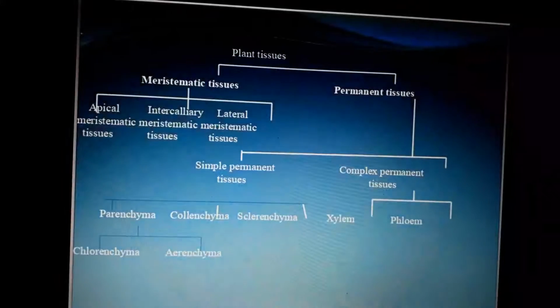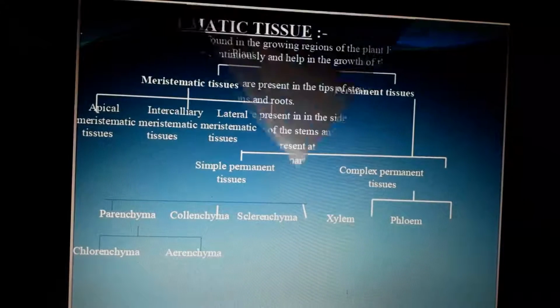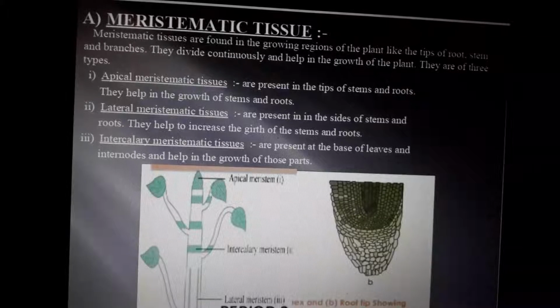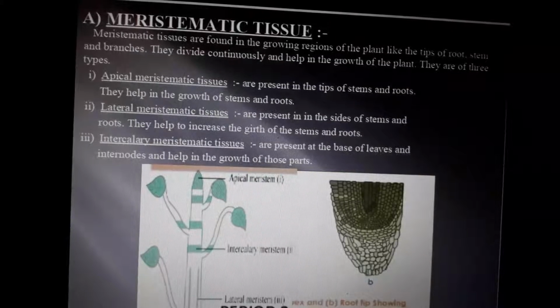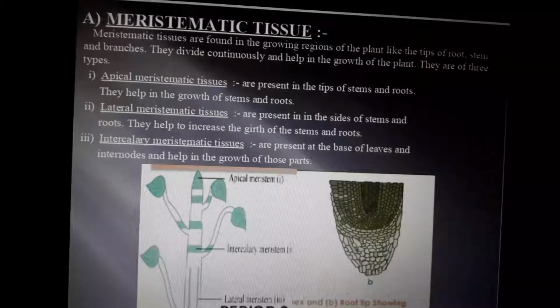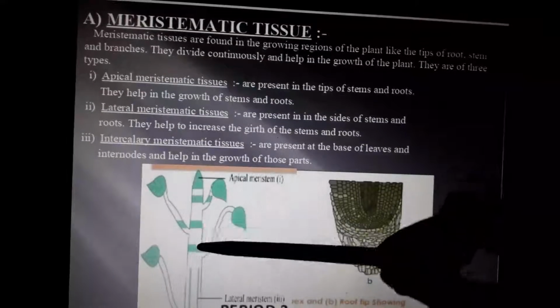So this chart is important. You must draw it. I will send it as a message for you. Three important things are there. Meristematic tissues are of 3 types: apical meristem, lateral meristem, and intercalary meristematic tissues. Apical meristematic tissue is the tip of the plant. Lateral meristematic tissue is in the side of the stem, which increases the thickness of the plant. Apical meristems increase the length of the plant. And intercalary meristems are also there. Their job is to increase the length of the node. These are the nodes.